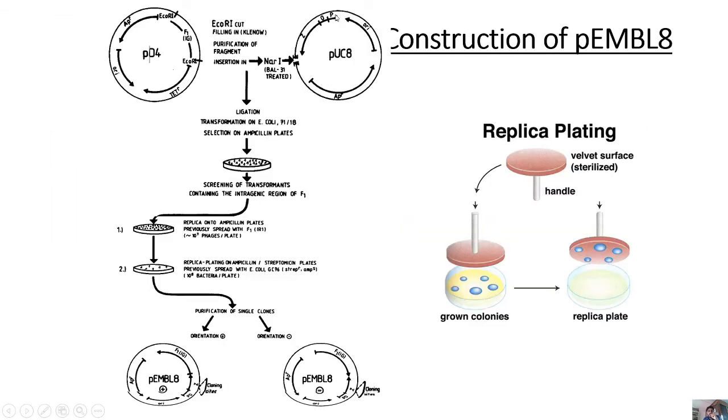See, this is the pUC8 vector, and this is the PD4 vector. This is the F1 genome region flanked by EcoRI sites. See, this is the EcoRI site. This is another EcoRI site.